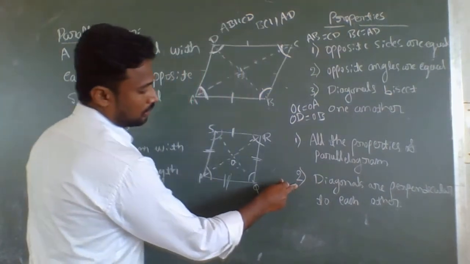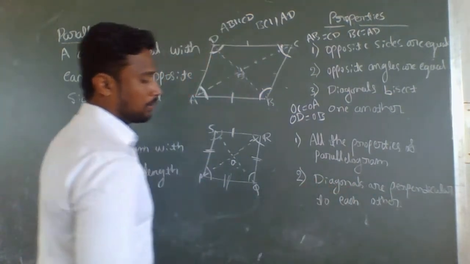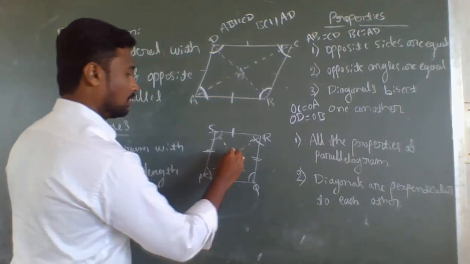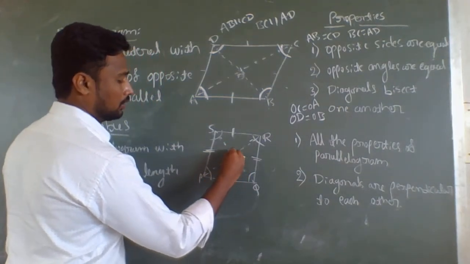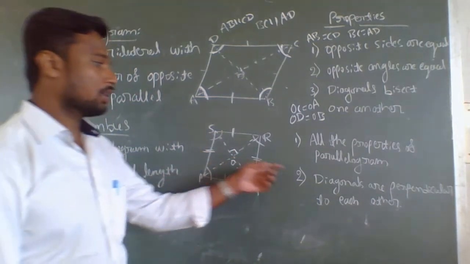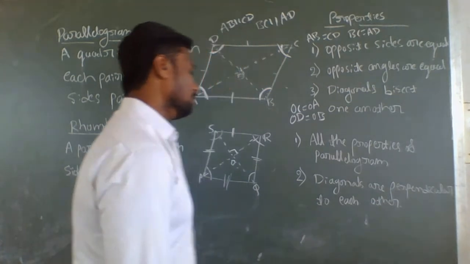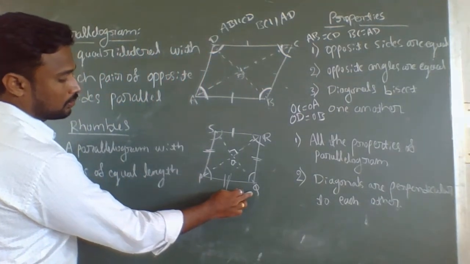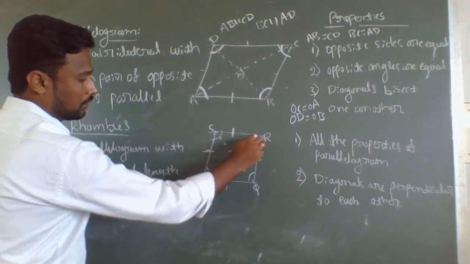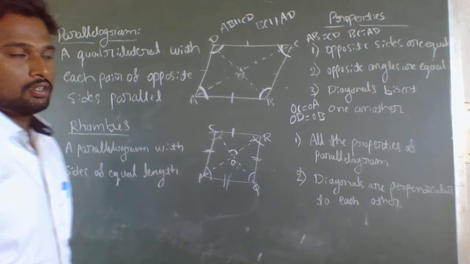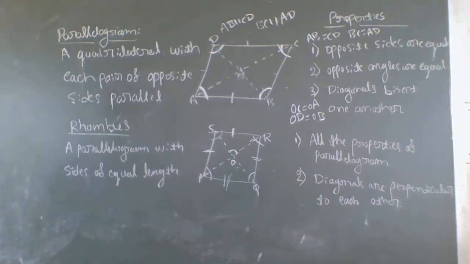Right. So now the second one. What is the second property here? Diagonals are perpendicular to each other. Here, these diagonals are perpendicular to each other. This is 90 degrees. Diagonals are perpendicular to each other. Here, the SQ diagonal will be perpendicular to PR. So it is perpendicular, meaning 90 degrees. So this is about the rhombus.